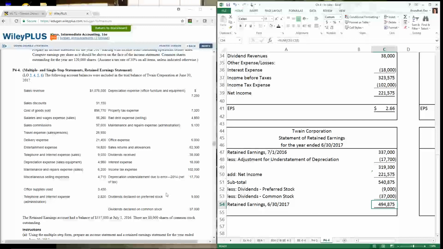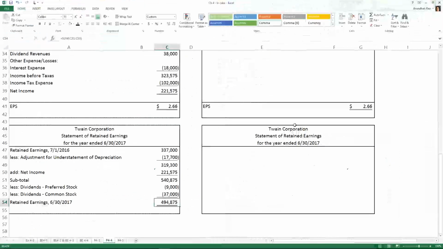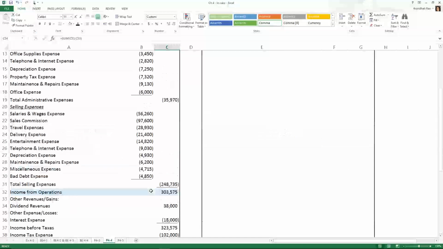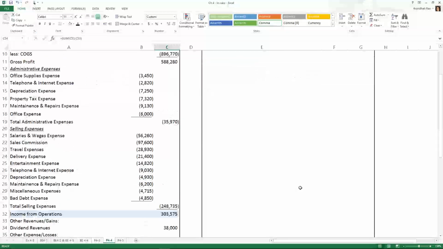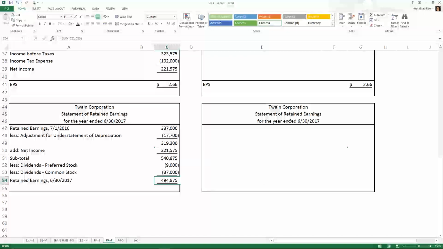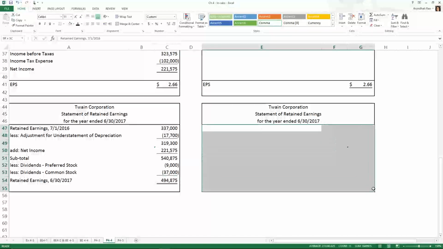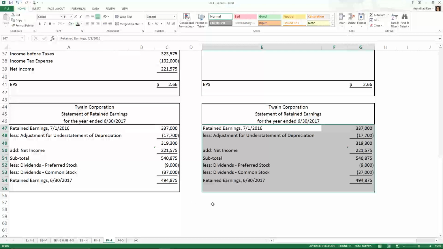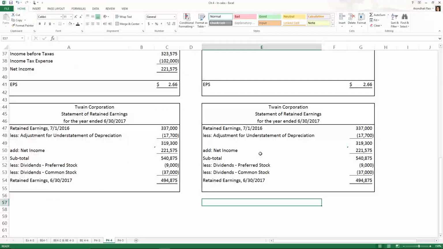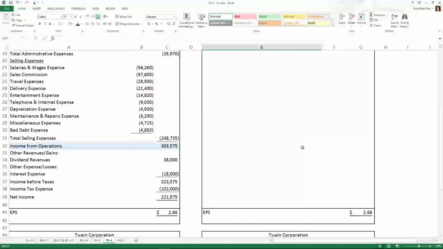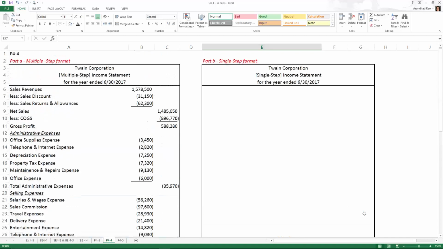Okay. Now, the same information, if it has to be presented in the single step format, let's see how it's going to look different. So the difference is going to be in the income statement. There's absolutely no difference in the statement of retained earnings. So it's going to be identical to what we had over here. There is no difference. So the formatting is only for the income statement. Also, the earnings per share number you're going to come up with is going to be exactly the same. It's not going to be different.